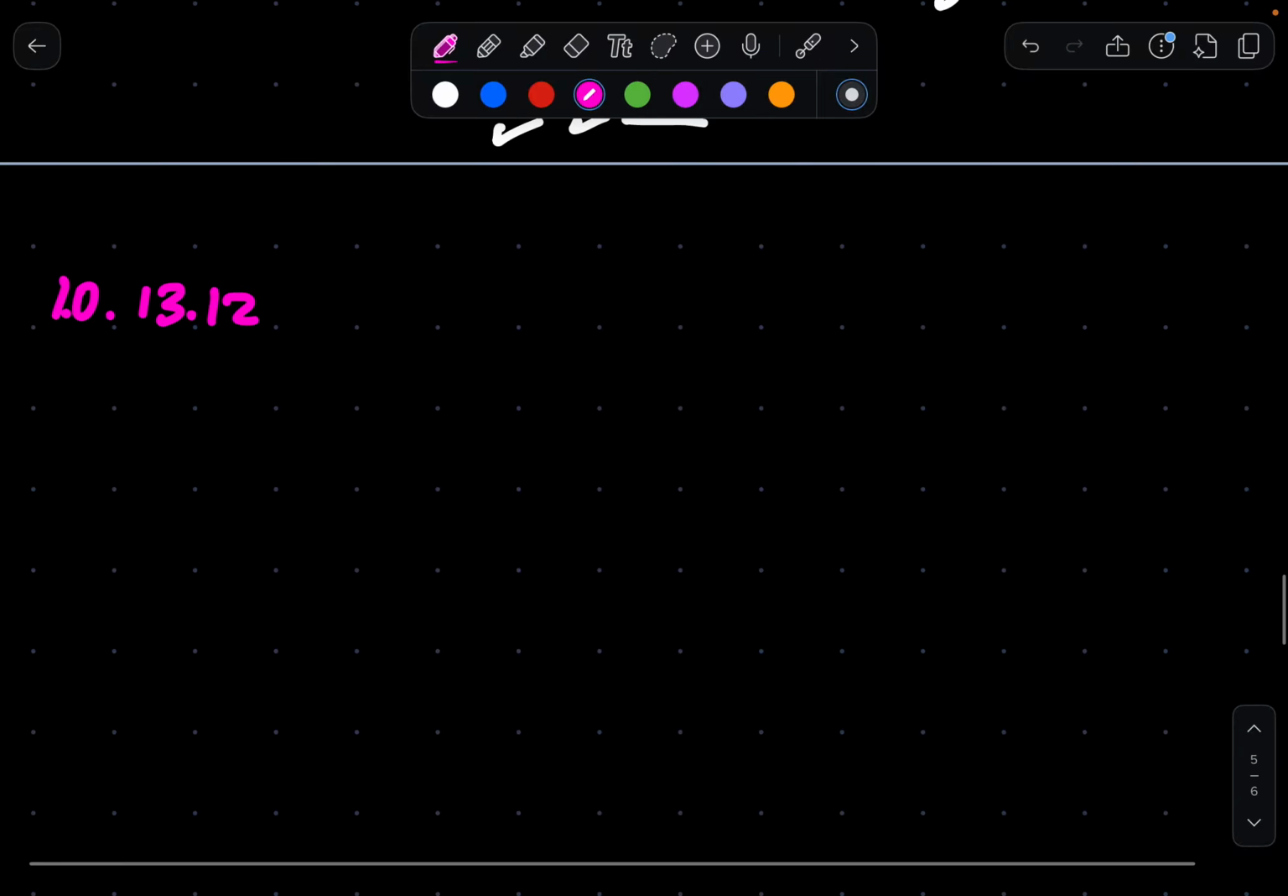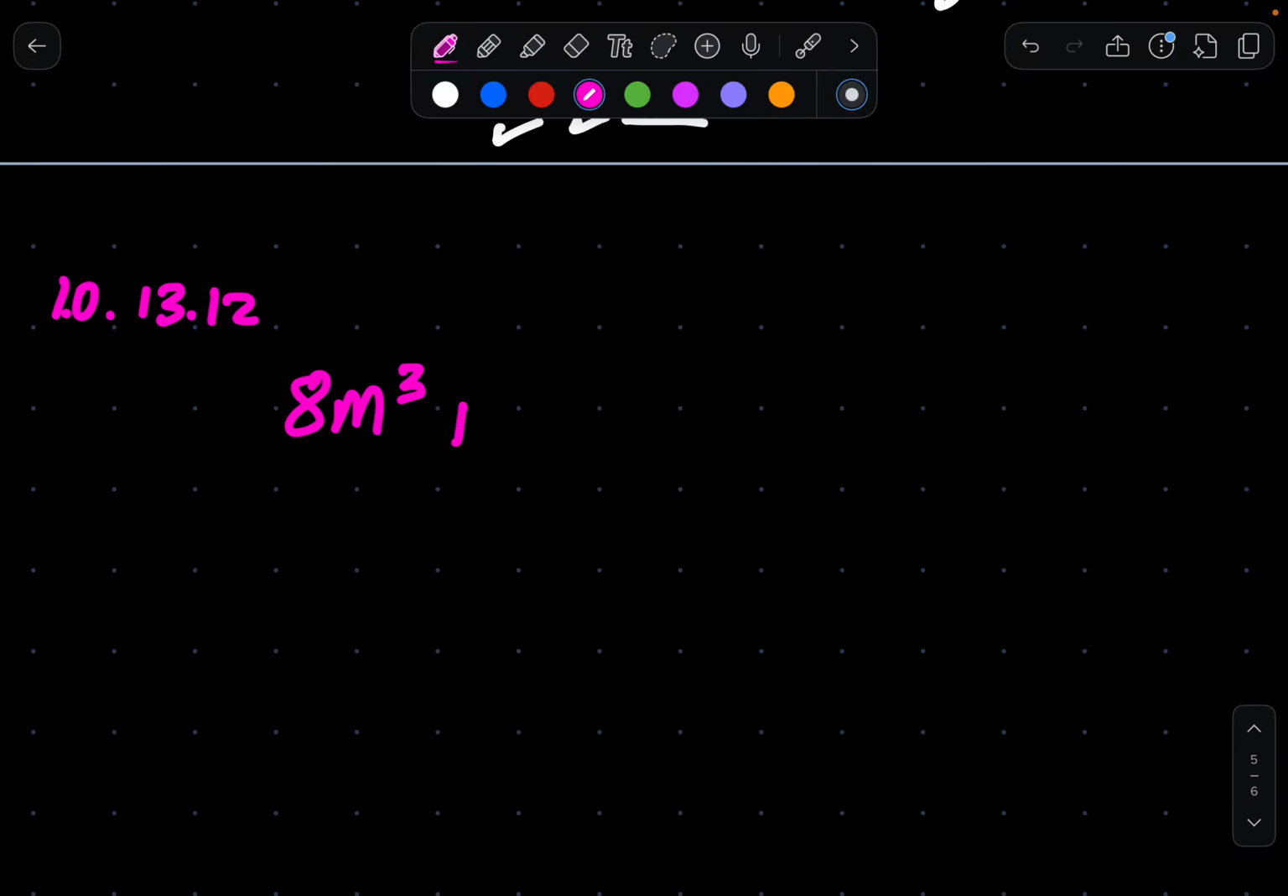8m cubed plus 27. We do not have the highest common factor in this case, so we can proceed and recognize a sum of cubes. Because 8 is a cube, m cubed is a cube, 27 is a cube. What we mean is if we cube root those numbers, we're going to have perfect numbers.